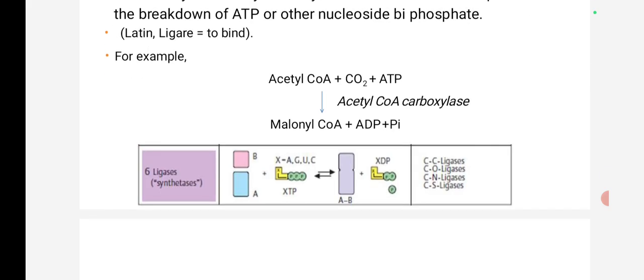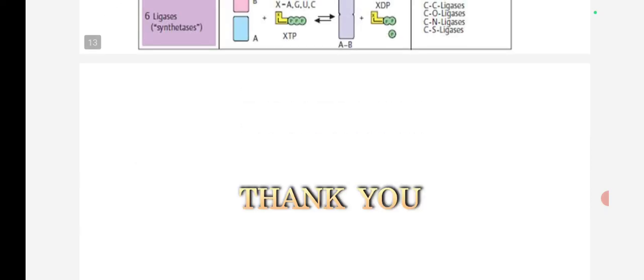Below, A plus B in the presence of XTP. Here X is a nucleotide base: adenine, guanine, uracil or cytosine. The nucleotide reacts with the molecule to produce the diphosphate form, ADP, UDP, CDP or GDP. In this way, the triphosphate is converted to the diphosphate form. Some examples: CC ligases, CO ligases, CN ligases and CS ligases. These are the enzyme classifications.